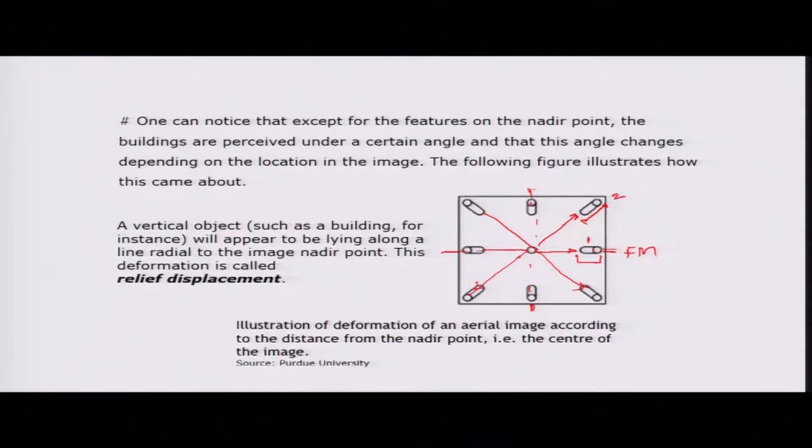Okay. So, here this is your radial line, and it shows like this, that the buildings are located, positioned parallel to this radial line. Okay. So, this is the effect of relief displacement.